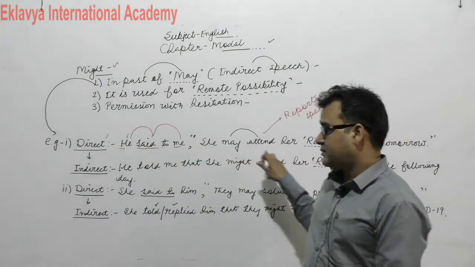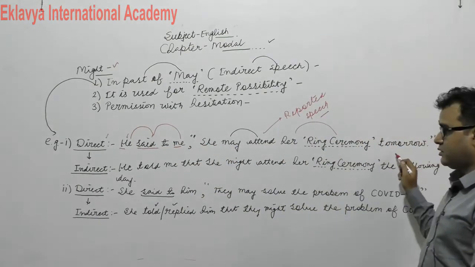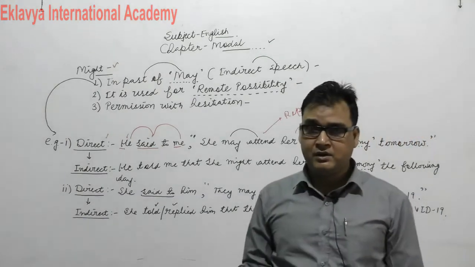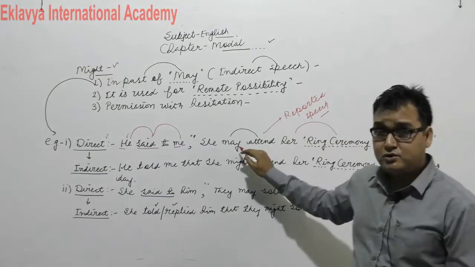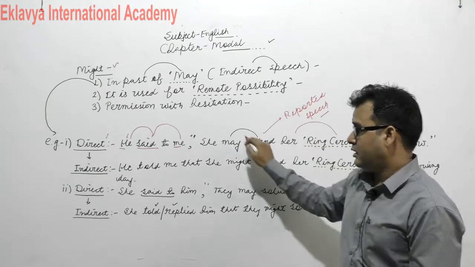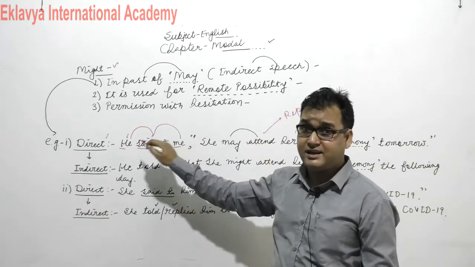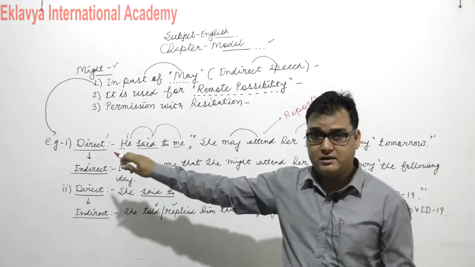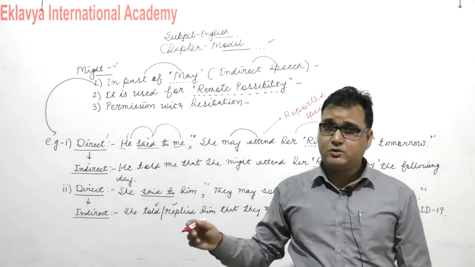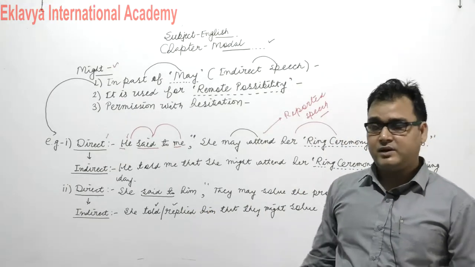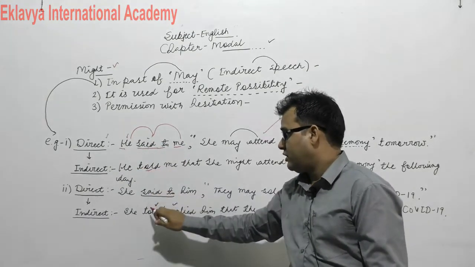He said to me, she may attend her ring ceremony tomorrow. The given example is of an assertive sentence. When you do not change the statement of the speaker, it means the given speech is known as direct speech. Or when you change the statement of the speaker, it means the given speech is known as indirect speech. He said to me can be changed into told or even replied to.